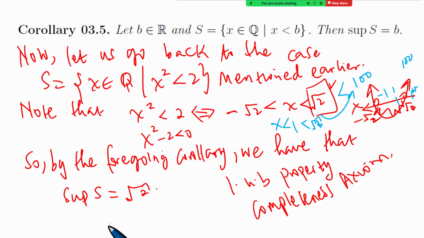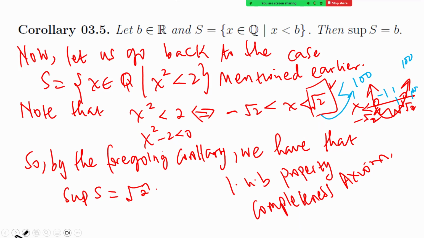Yet, strictly speaking, we understand, therefore, that the square root of 2 would be the least upper bound. It is the least upper bound. In other words, there are other upper bounds that exist bigger than the square root of 2. Okay, try to digest these and think about it.